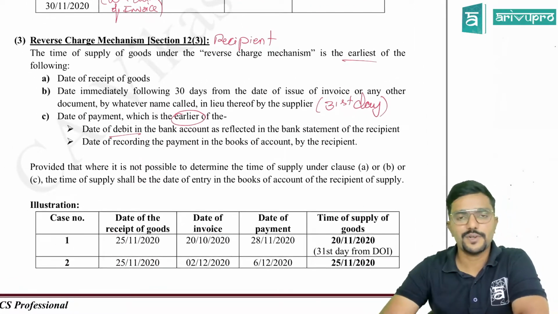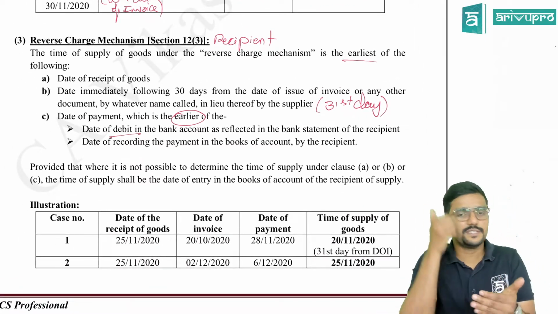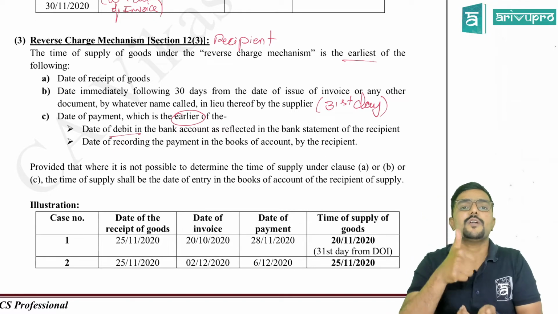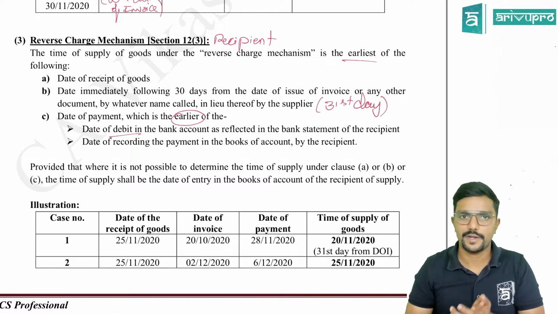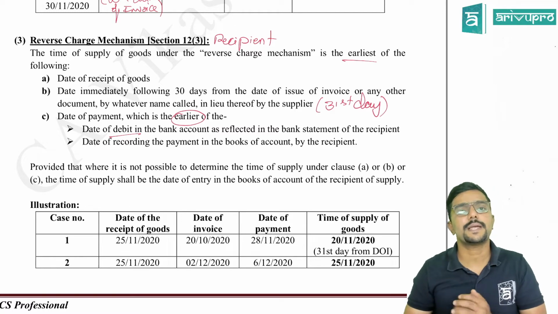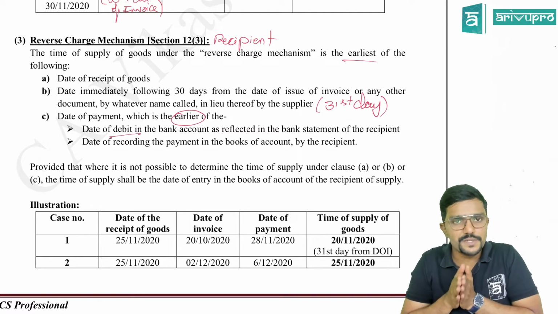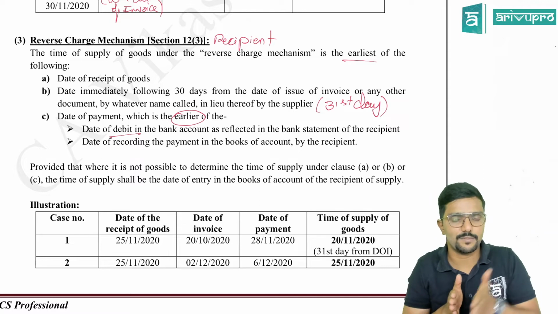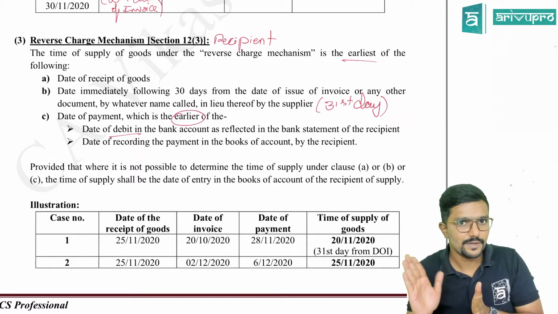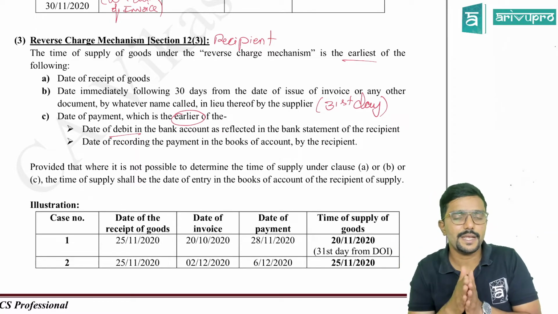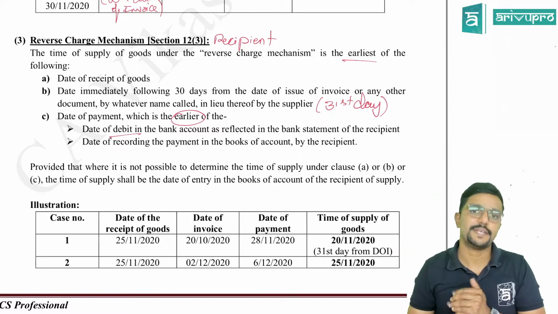So this is from the recipient point of view. The recipient is receiving the goods from the supplier. So on what date he received the goods? Take that as the first point. Second point, he has also received the invoice or any other document from the supplier. Don't take the invoice date. Don't take the document date. Take the 31st day from that date.